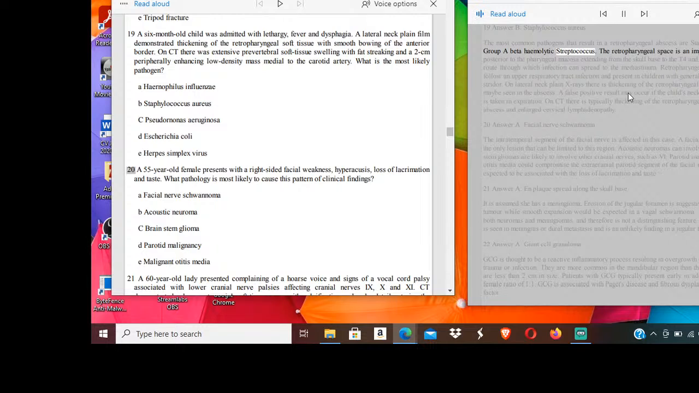The retropharyngeal space is an important potential space posterior to the pharyngeal mucosa extending from the skull base to T4, and is important as it is the route through which infection can spread to the mediastinum. Retropharyngeal abscesses typically follow an upper respiratory tract infection and present in children with general malaise, anorexia, and stridor.